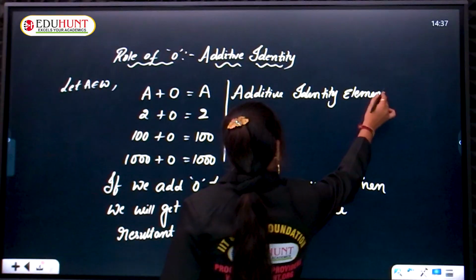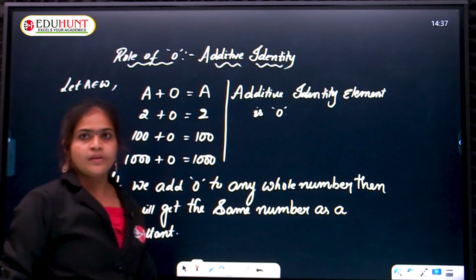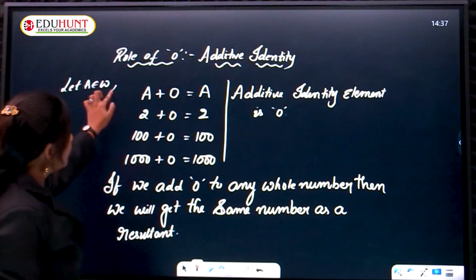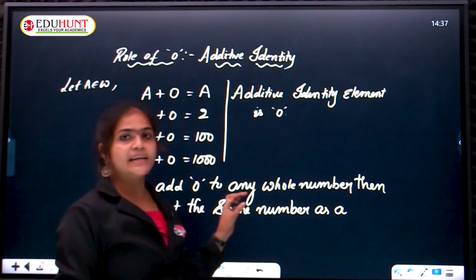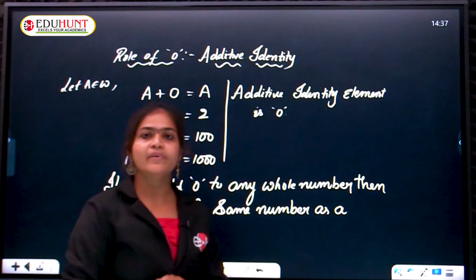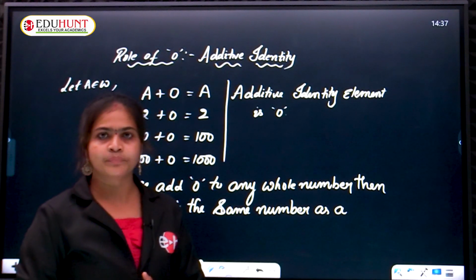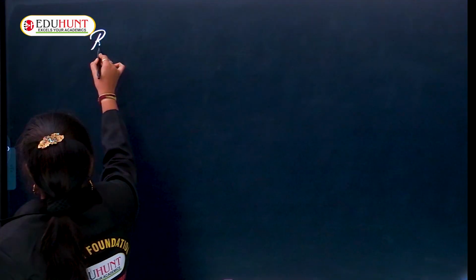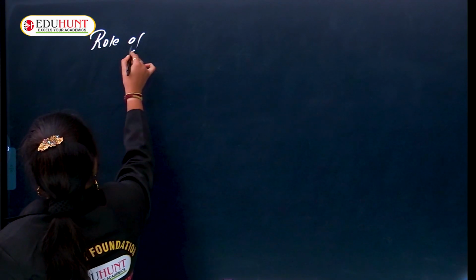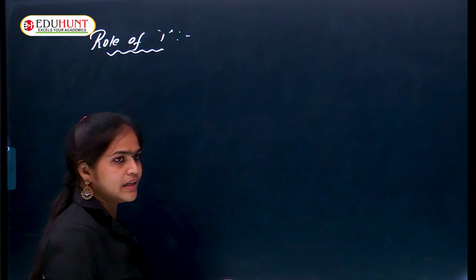The additive identity element is 0. Understood, ma? Okay, here A is any whole number, and what is the additive identity element? Additive identity element is 0. And in the same way, next we are having rule of 1, that is multiplicative identity. Okay, next see here. Rule of 1. This is also just like additive identity only.